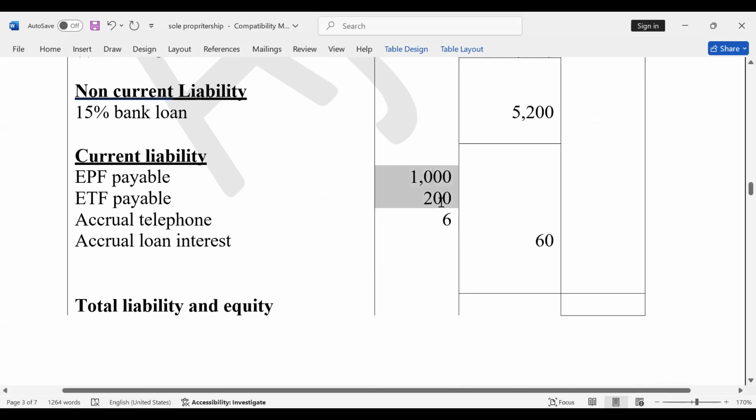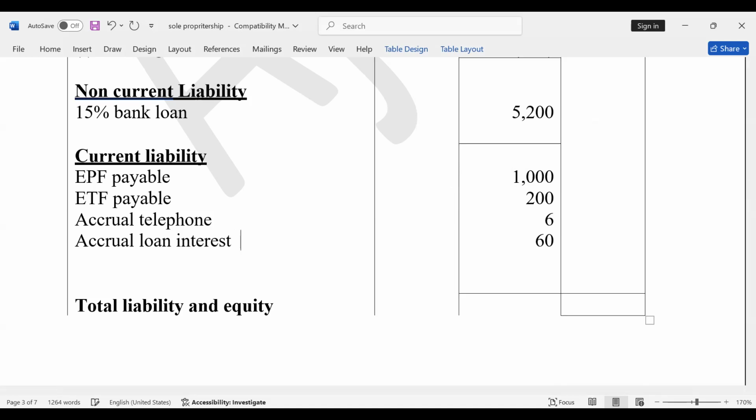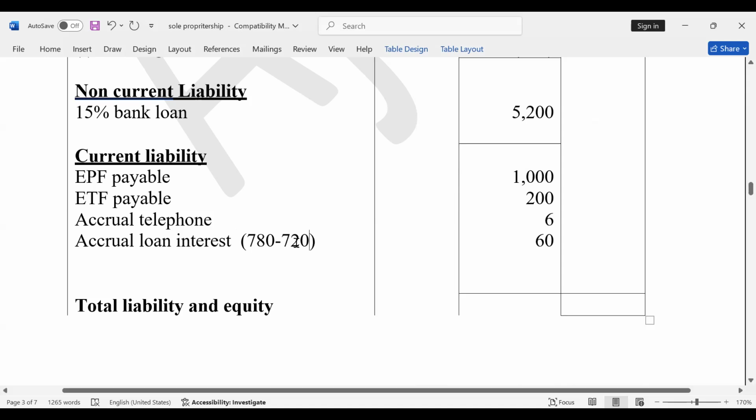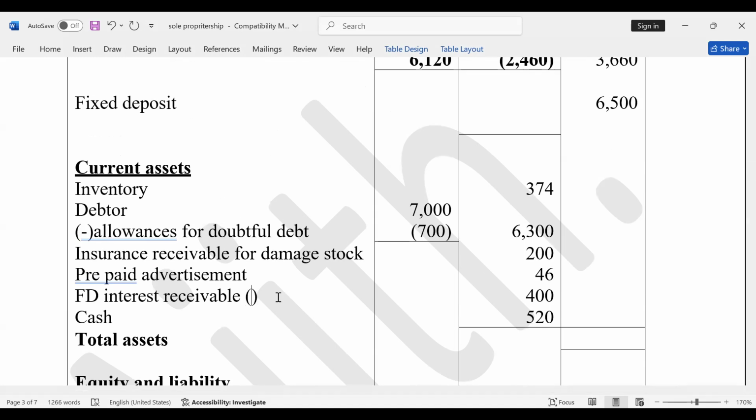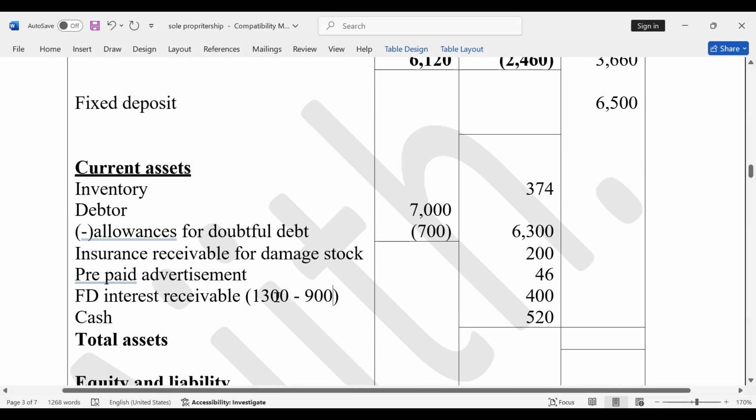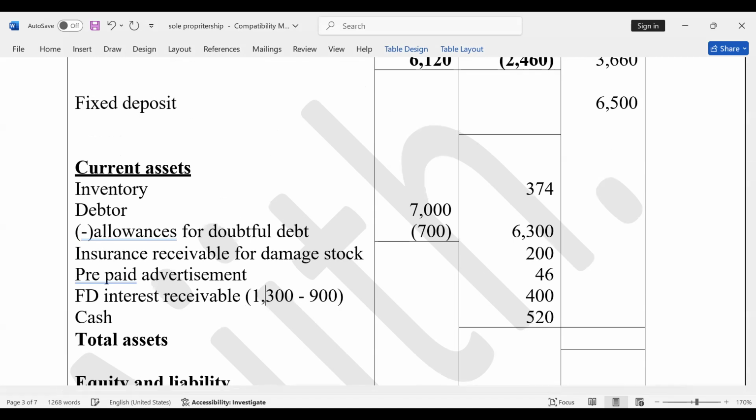Think, loan interest calculate all the value. And the trial balance gives the paid amount also. Accrued loan interest: the calculated value equals 780, but the trial balance has 720. Think about FD interest receivable also. Fixed deposit interest income calculated value equals 1,300, but received in cash equals 900. It is available in the trial balance. Receivable amount equals 400. Think adjustment.